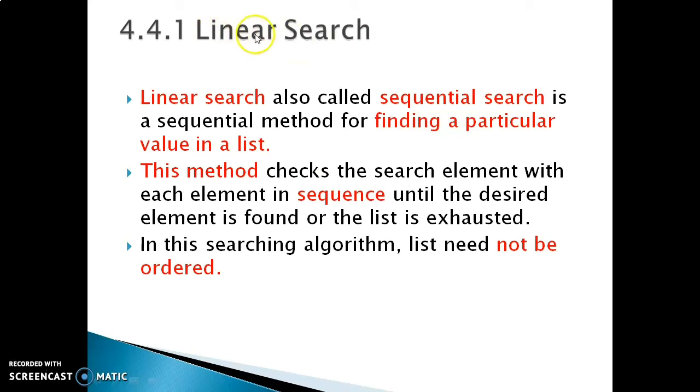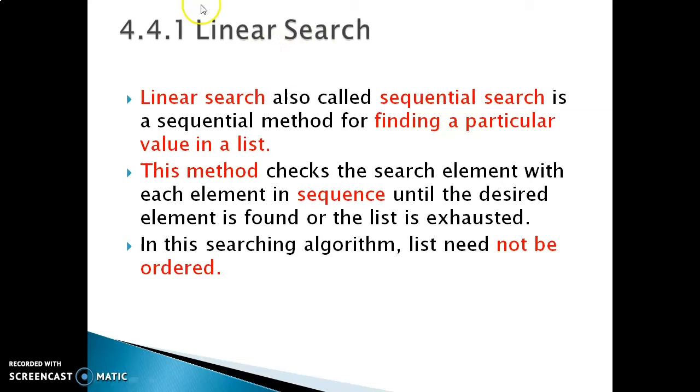In the name itself, linear means sequence. So we search the element one by one, that is, element by element, to find the particular element. First we should know what is meant by searching. Searching means we find a particular element in the list of elements present in the array. That is, if your array has 5 or 10 elements and you want to take a particular element from that array, then we make a search process. So searching means finding a particular element in the array.